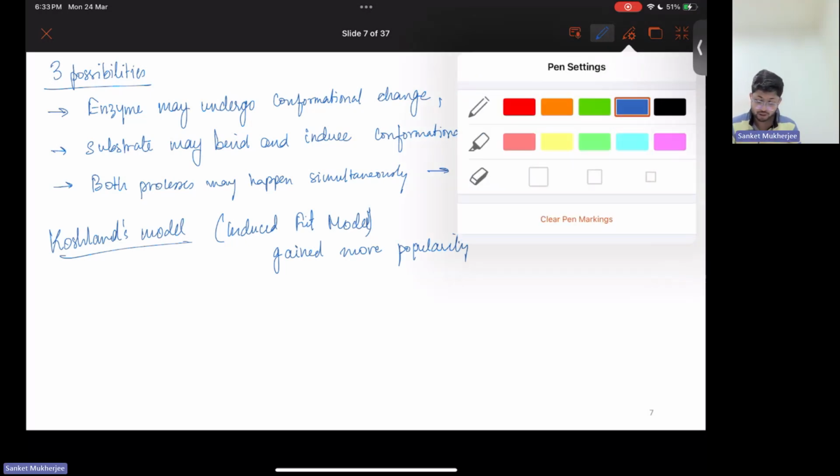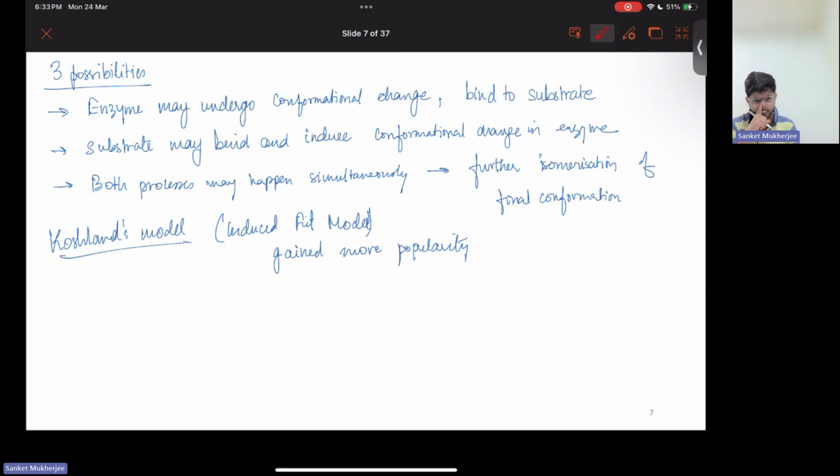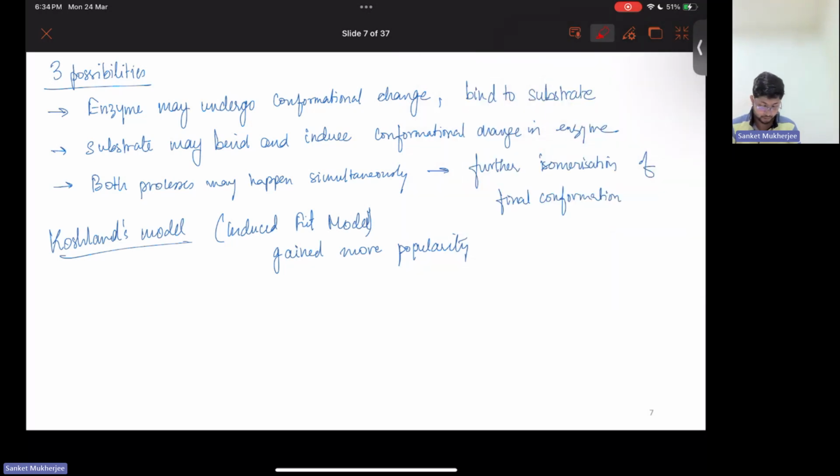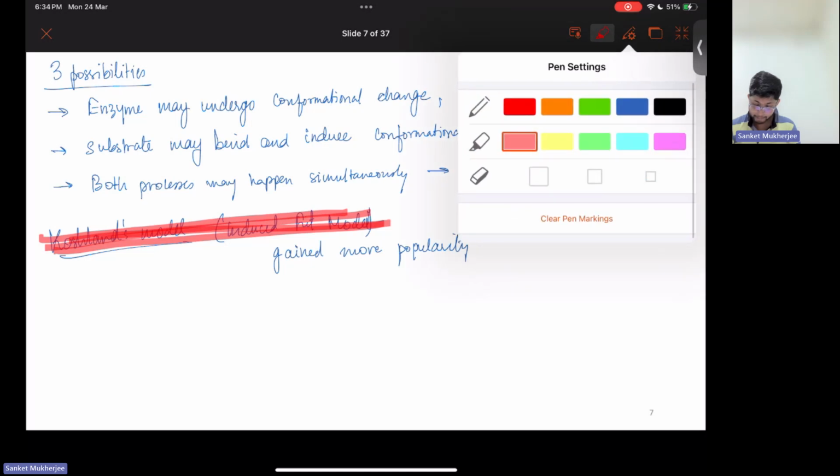Okay, now let's talk about inhibitor design, right? Let's do this. This is very important. Koshland's model is also known as the induced fit model. I think I should have made it a little bit lighter. But it's fine.